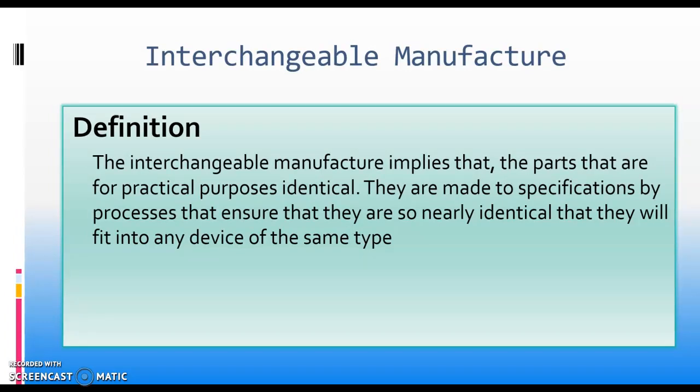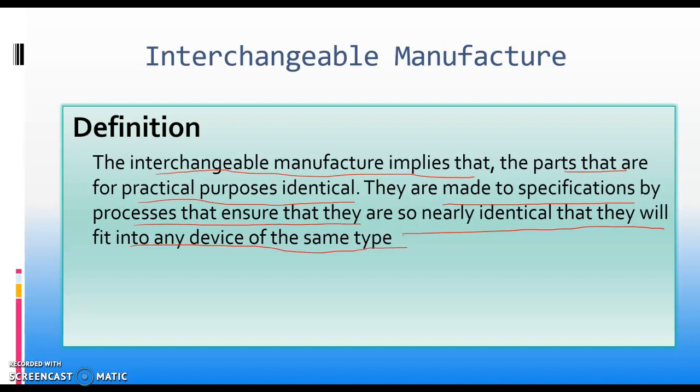It is defined as follows. Interchangeable manufacture implies that the parts that are for practical purposes identical are made to specifications by processes that ensure that they are so nearly identical that they will fit into each device of the same type.